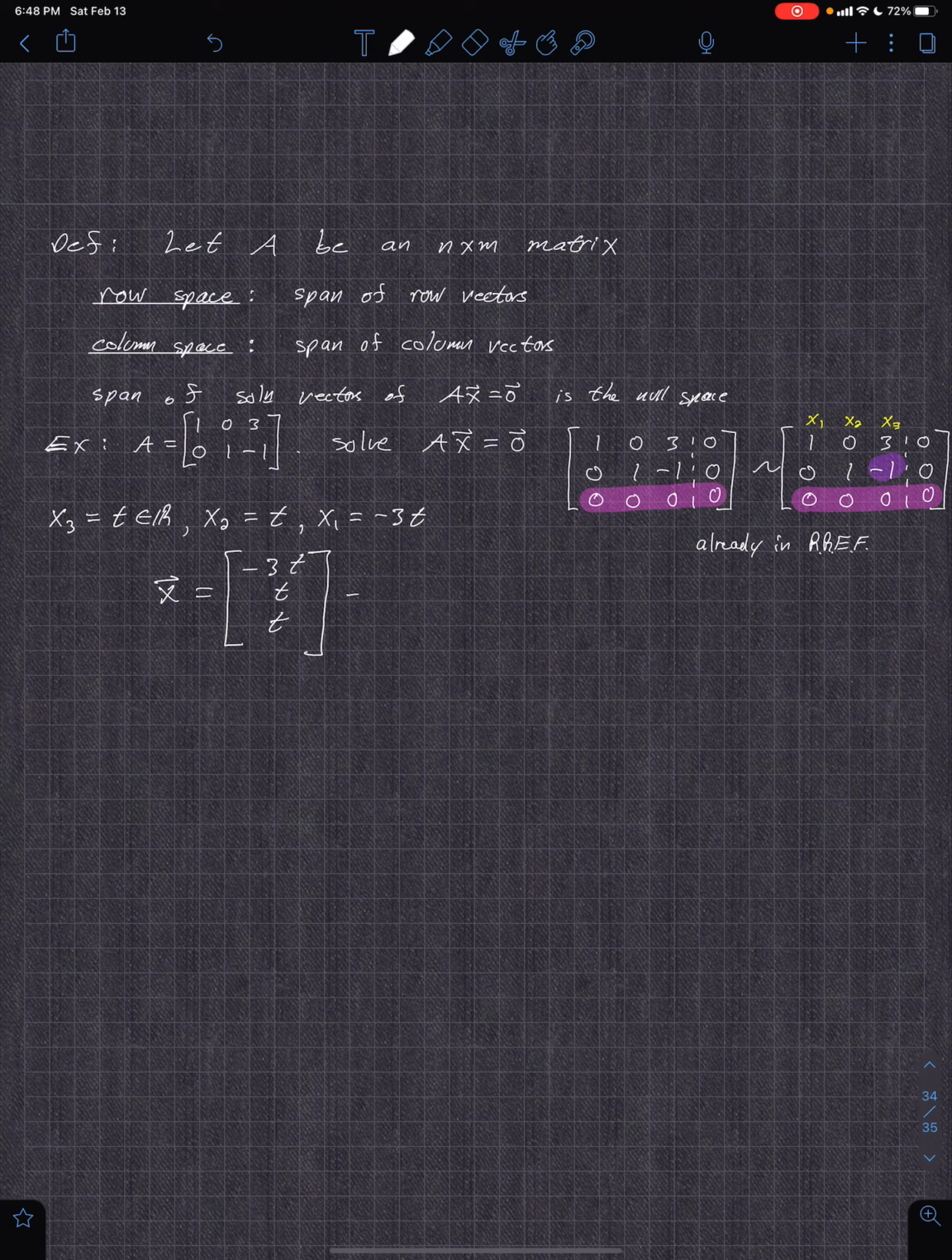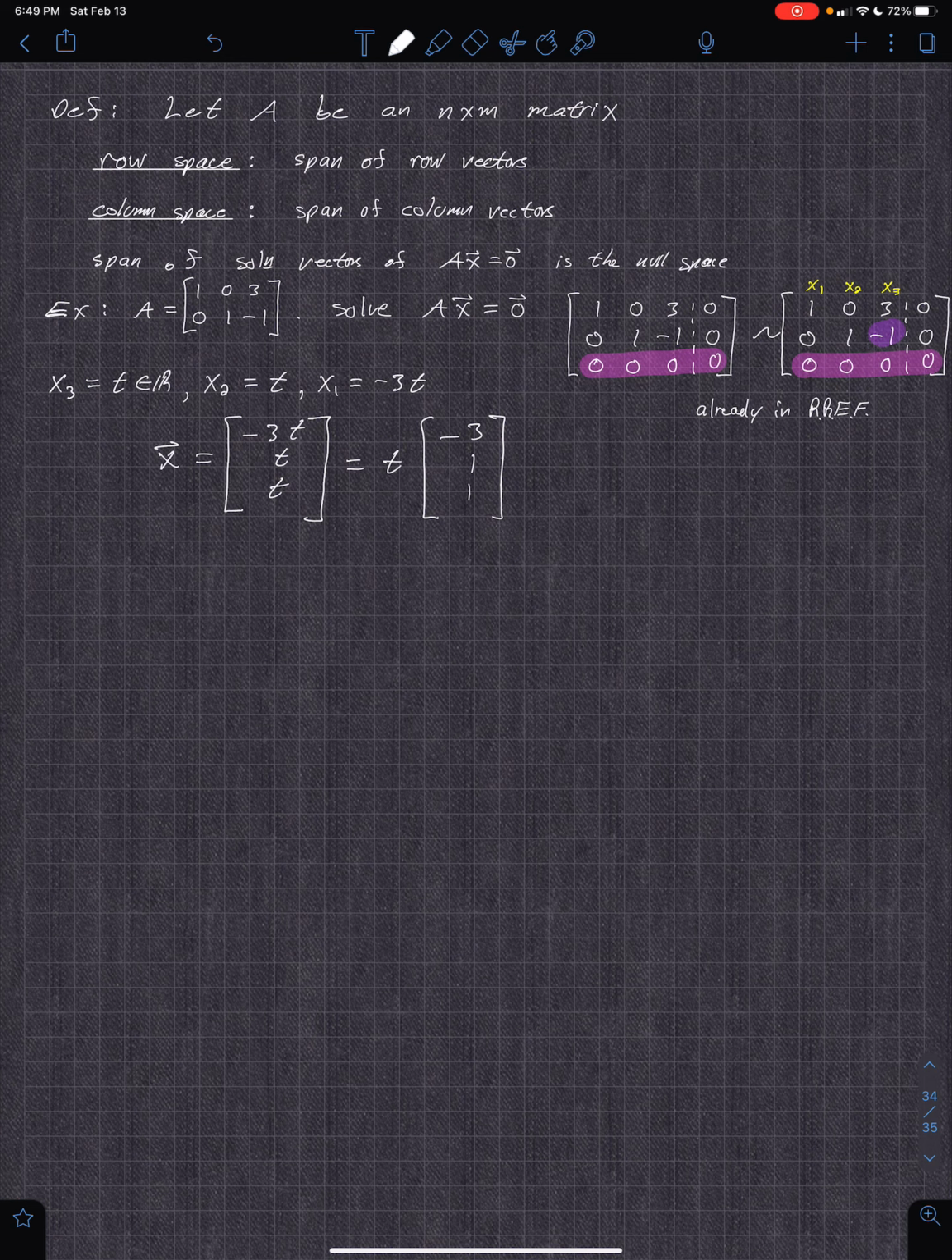Now factor out the t. Sometimes you'll see t in front and then the vector. It doesn't matter. So it's negative 3, 1, 1. That's our solution space, our null space. So this basically is the span, right? It's a scalar multiple and there's just one vector. So the null space is the span of just that. But remember that a span is a set. It's not just a thing or a solution.